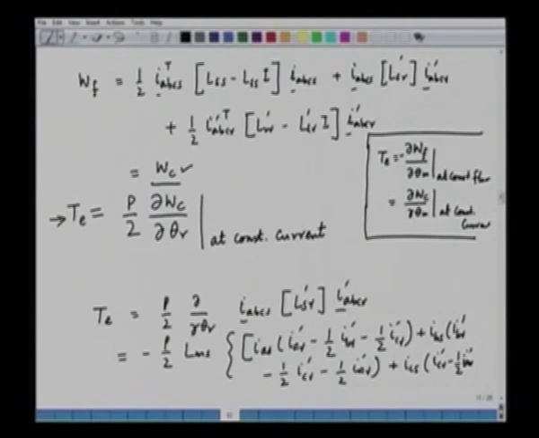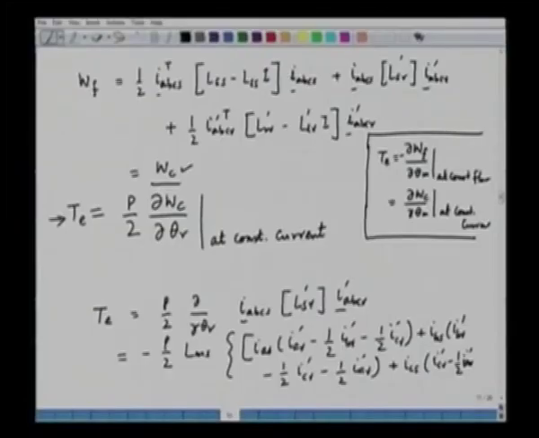and the other component is the mutual flux, and the third component is the rotor self inductance flux. So, out of these three components, this is the first component, the stator self inductance flux, then this is the rotor self inductance flux, and the third component here is the mutual flux, or the energy stored due to the mutual flux.